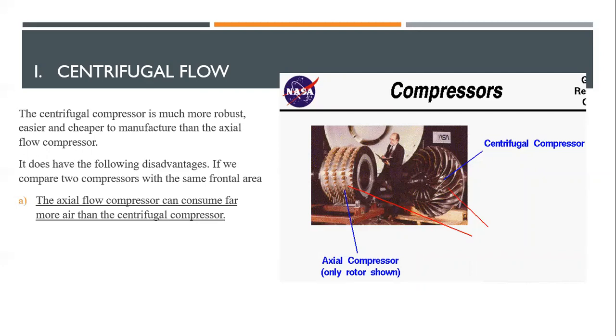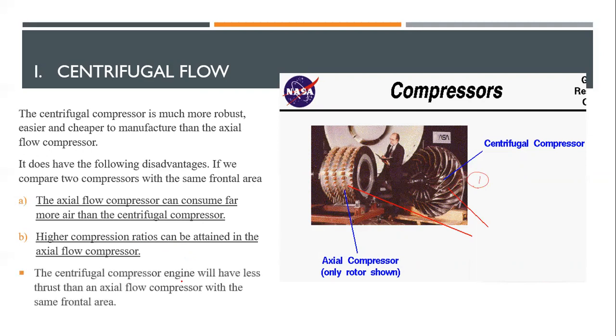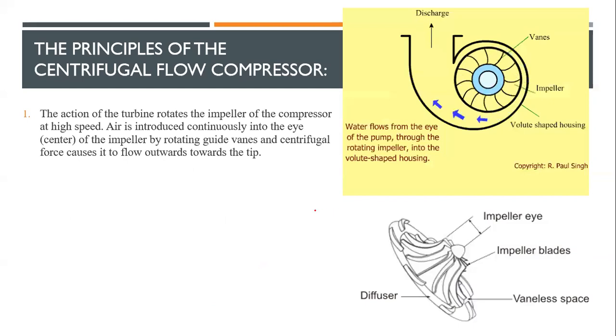The axial one can consume far more air than the centrifugal. The simple reason is, you can see, instead of just one layer, there are multiple layers. One after another, the air compresses itself more and more. High compression ratios can be reached in the axial. That is the same reason. The centrifugal compressor engine will have less thrust than the axial flow compressor with the same frontal area. This is the only reason.